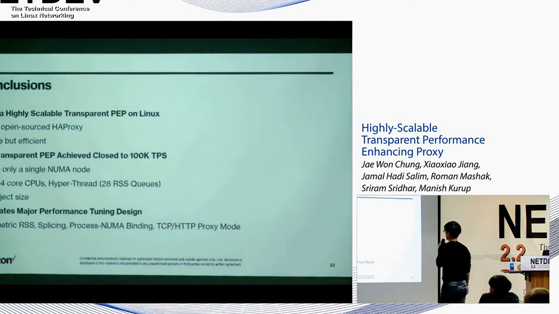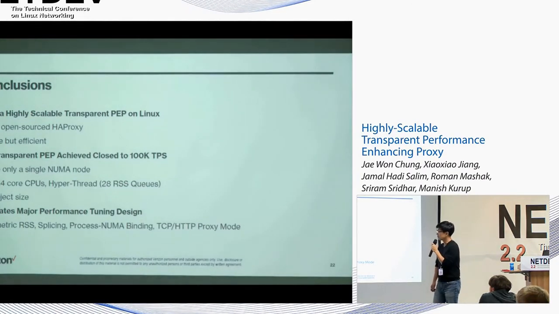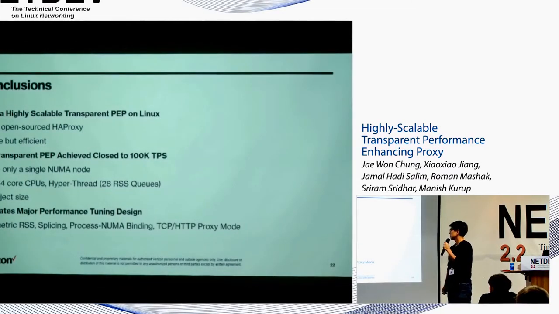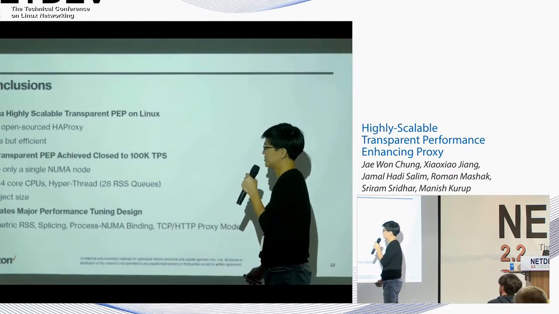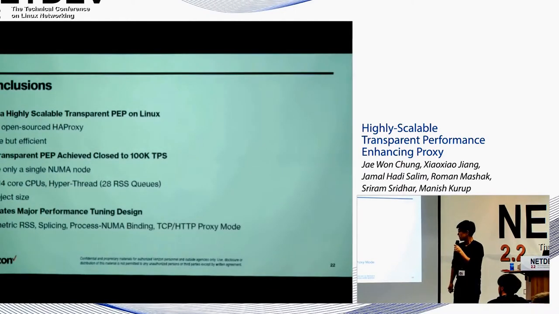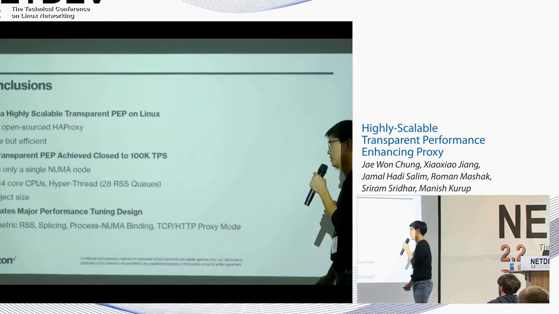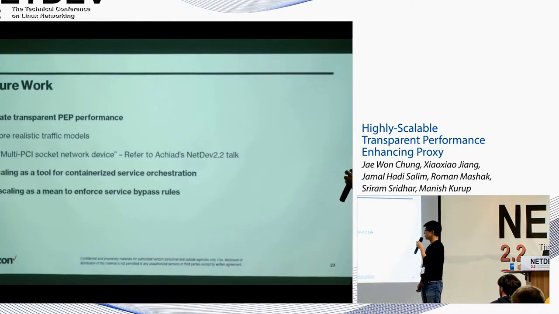So our transparent proxy achieved around 97, so close to 100K TPS, using only a single NUMA node. The second NUMA node was completely doing nothing. With a 14-core CPU and hyperthreading, 28 RSS queues, and an 8K object size, we are able to achieve this number, 100K TPS. We showed the major performance tuning designs and their impact on this particular workload, and that's our contribution here.